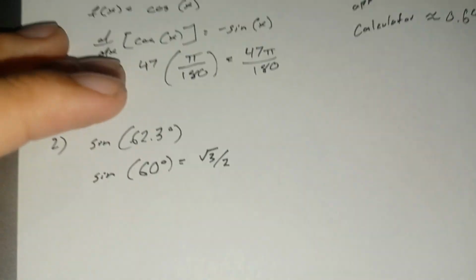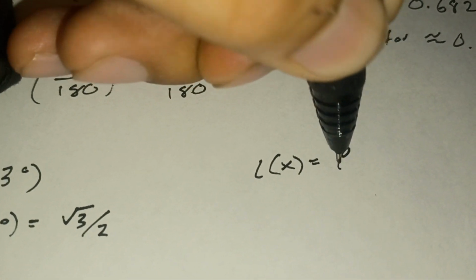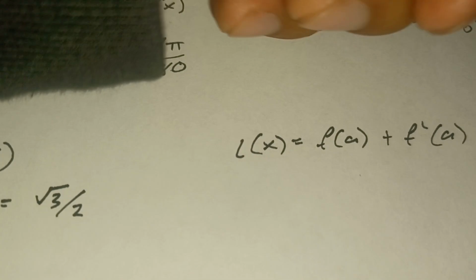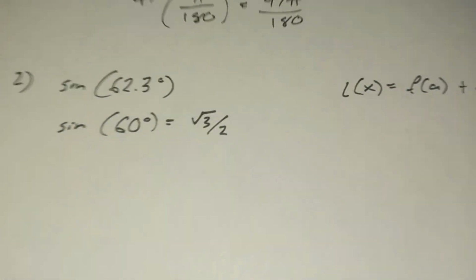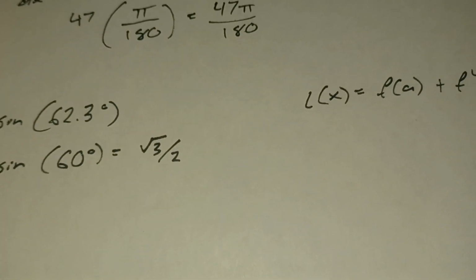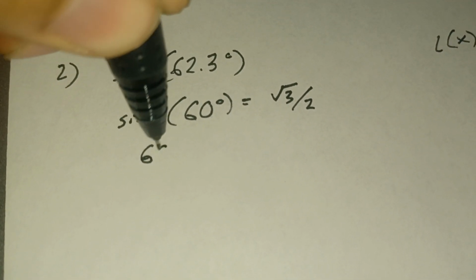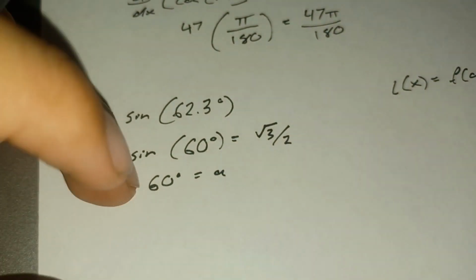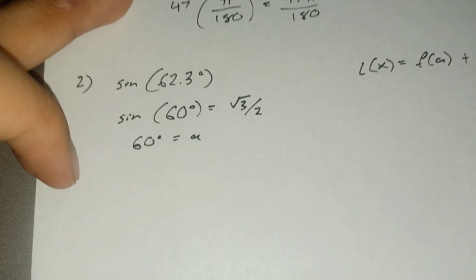So let's again start with our L of x formula. L of x is equal to f of a plus f prime of a times x minus a, or the change in x. Good. So we have that. Again, sine of 60 degrees is going to be our a value. So 60 degrees, which we will turn into radians later, is equal to a. If you want, you can turn this into radians right now, but I'm just going to leave it like that.